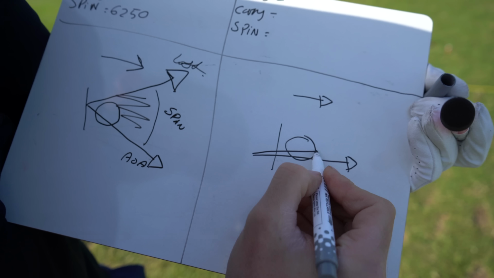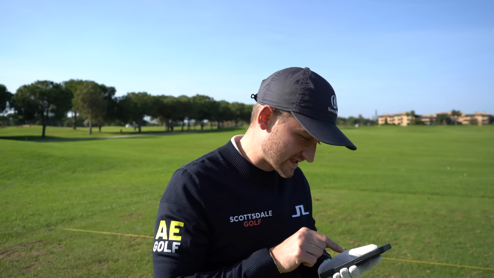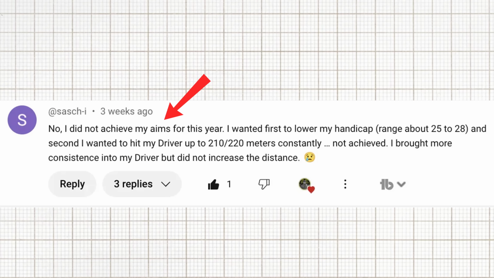I asked you a few weeks ago, did you hit your targets for this year? And so many people came back saying, unfortunately, they didn't. And I bet you can relate to this. This comment came in and said, I did not achieve my aims for this year. I wanted to first lower my handicap in the range of about 25 to 28. And secondly, I wanted to hit my driver up to 210, 220 meters consistently.